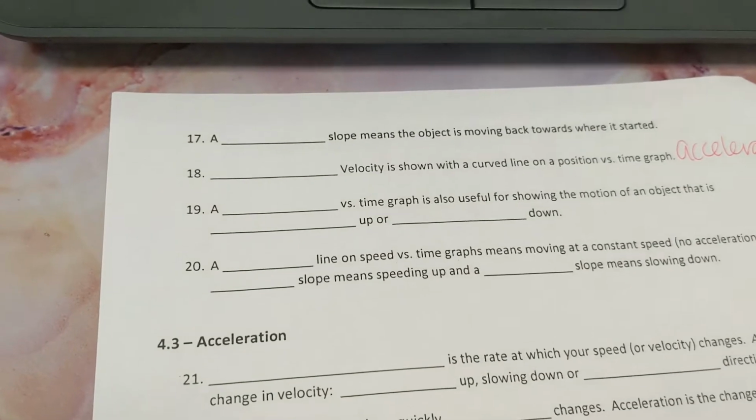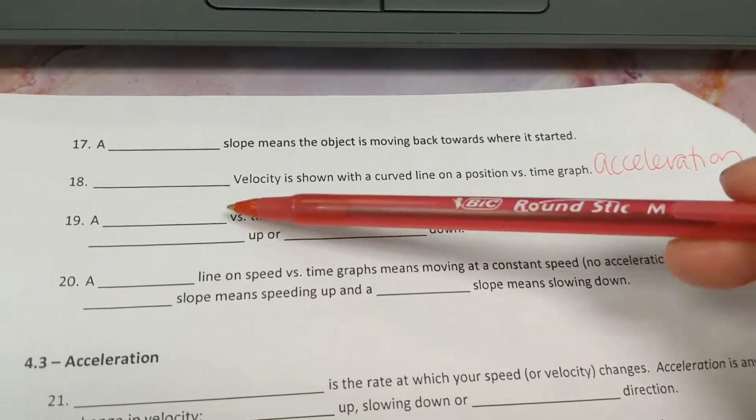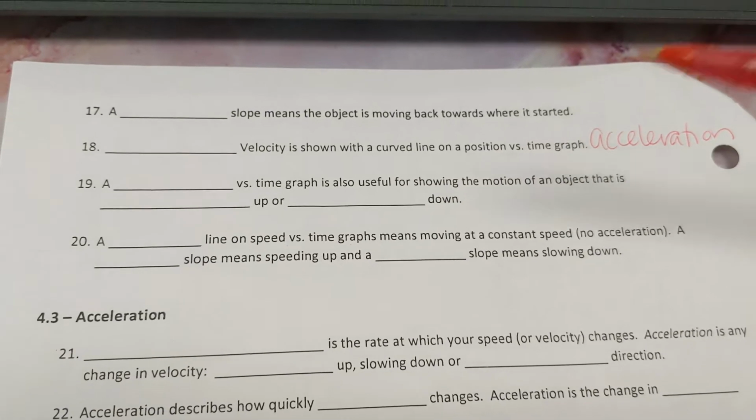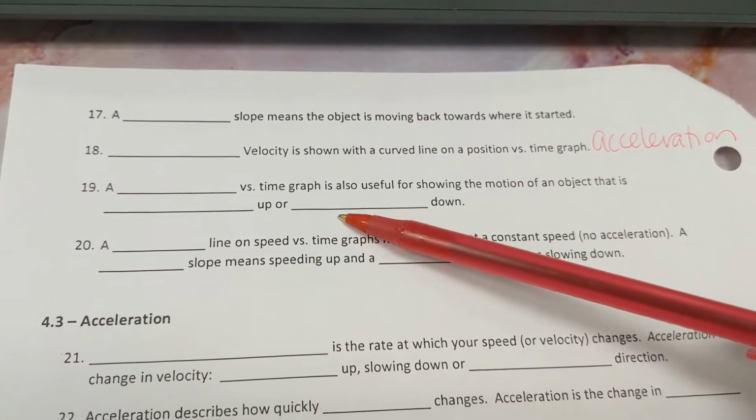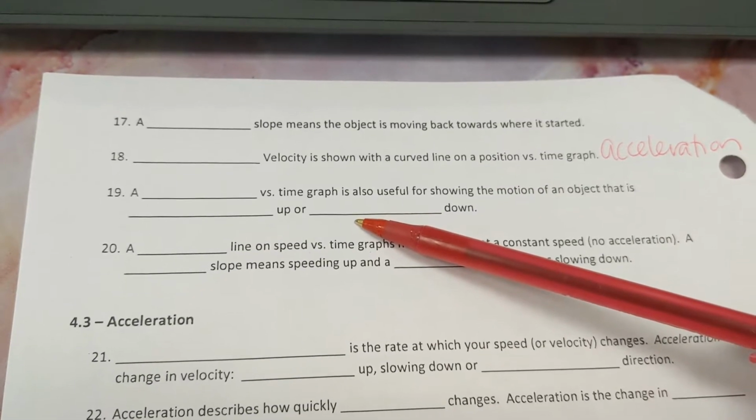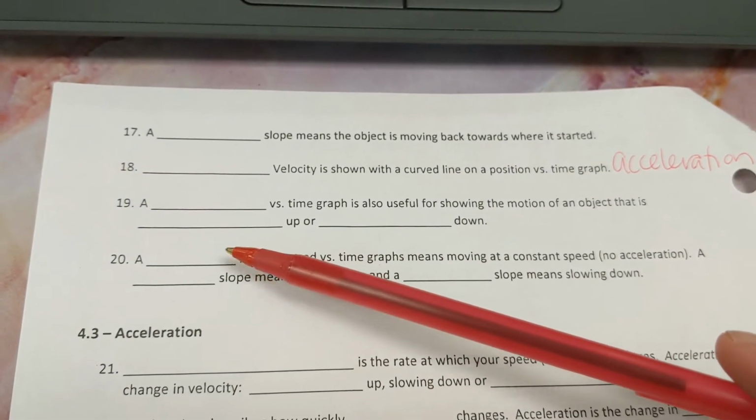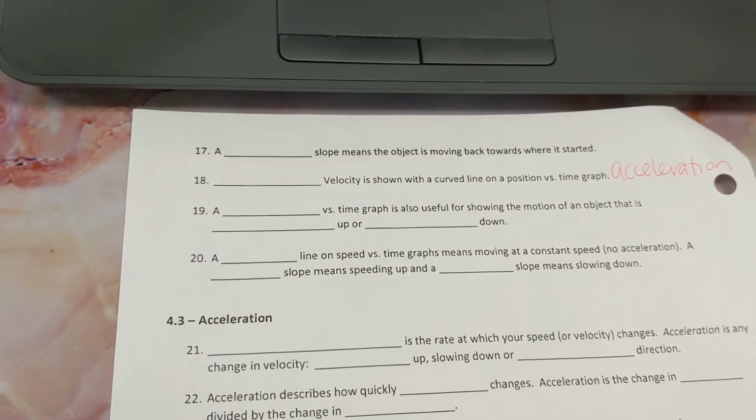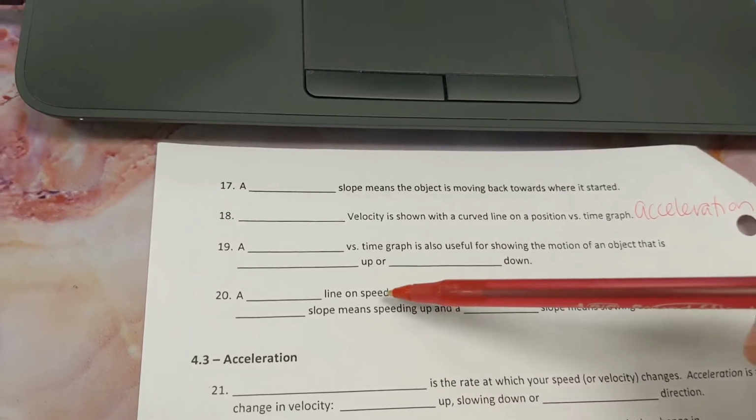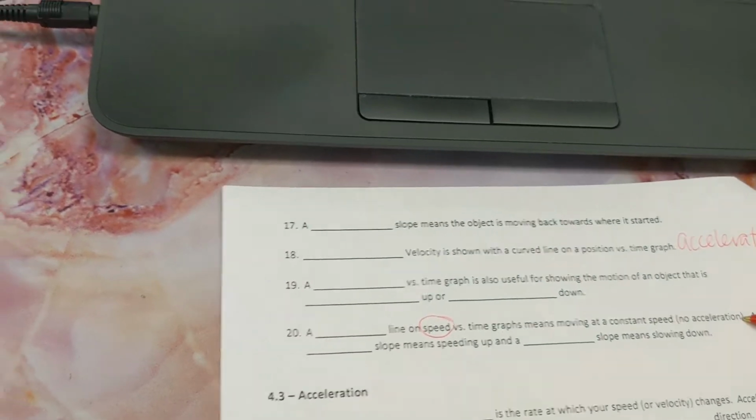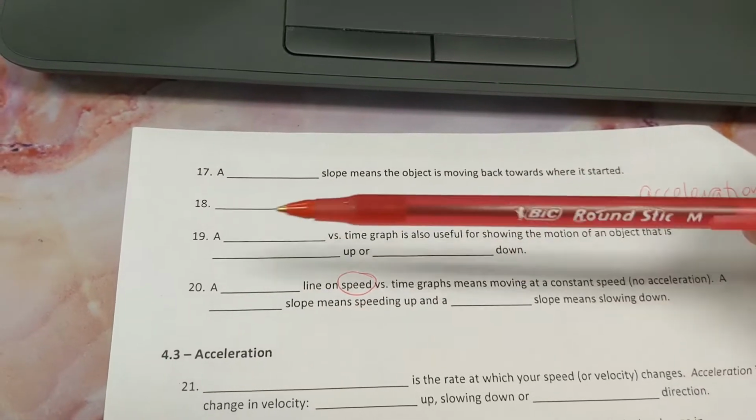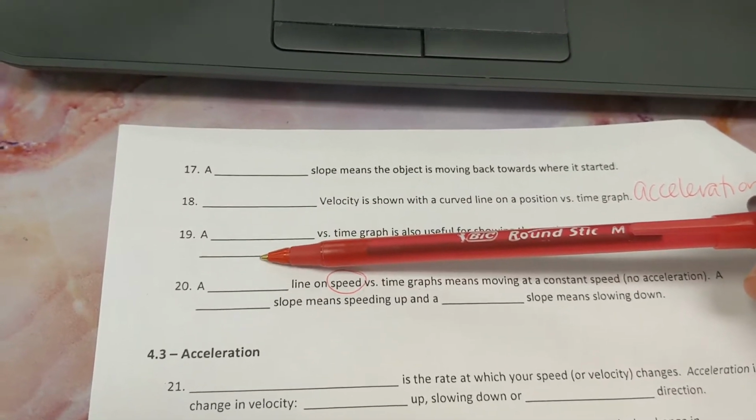And speed is going to actually be our answer for number 19. That's the first answer here. Speed versus time graph is also useful for showing the motion of an object that is speeding up or slowing down. And then for number 20, you could put either flat, would probably fit best, or straight. A horizontal line is going to represent, on a speed versus time graph, an object moving at constant speed. There is zero acceleration if there is zero slope.